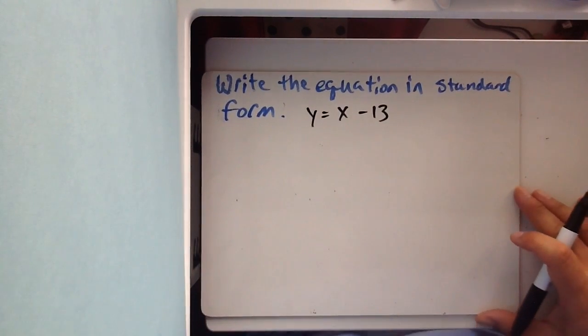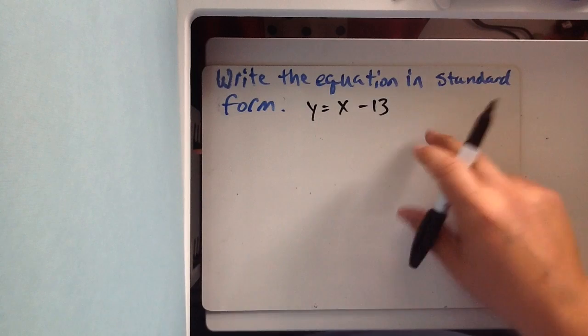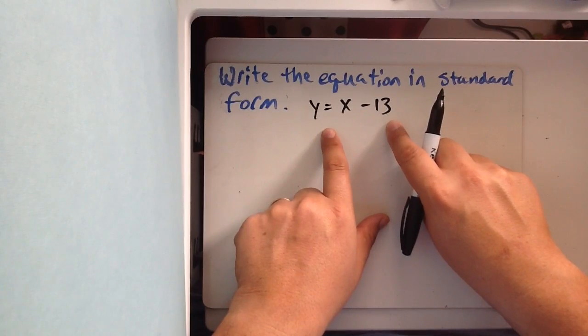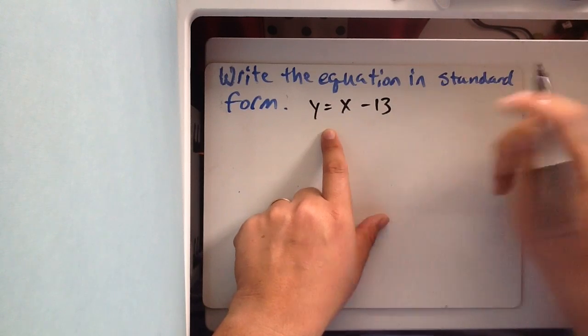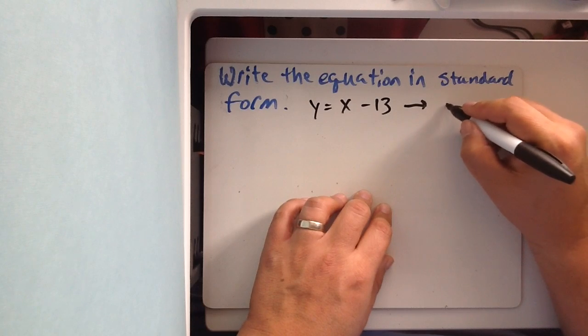Again, always read the instructions because they might change from time to time, especially when you're doing practice problems. Write the equation in standard form. So we have this equation that's written in slope-intercept form, and they want us to write it, and we'll put the arrow, imply that they want us to change it to this form.